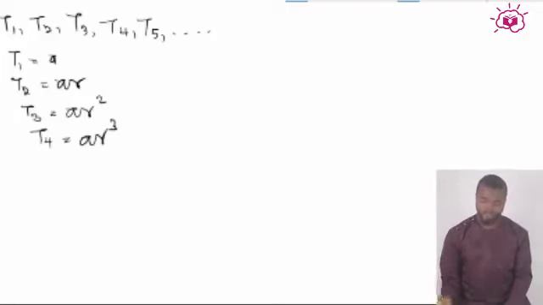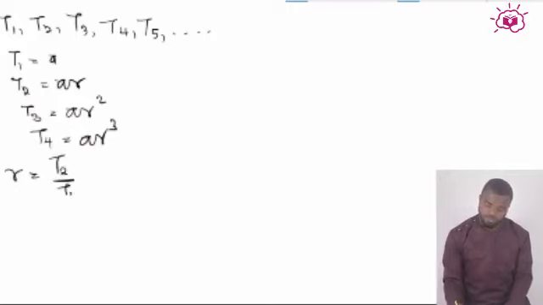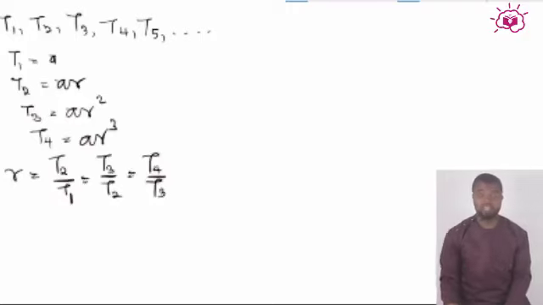Now, for r, the common ratio, the formula for the common ratio of a geometric progression will be the second term over the first term, which is the same thing as the third term over the second term, which is the same thing as the fourth term over the third term. That is the common ratio. That's why it is called a ratio.